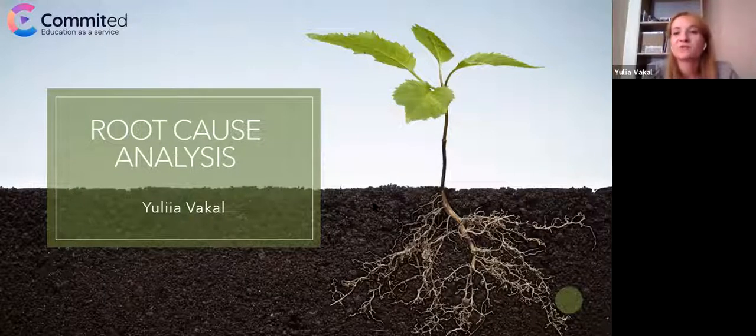Okay, so today's presentation is titled Root Cause Analysis. Before we actually start, could you also type or say, have you done root cause analysis before? Or have you heard about root cause analysis? Or at least have you heard what root cause analysis means, even if you don't know techniques? So I just would like to understand what level of root cause analysis you have at the moment.